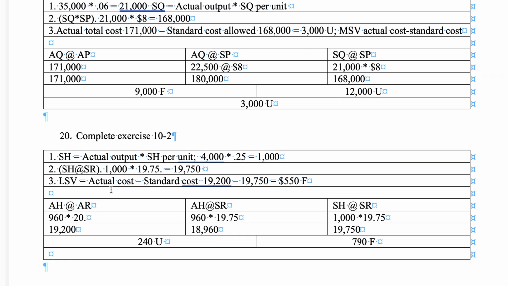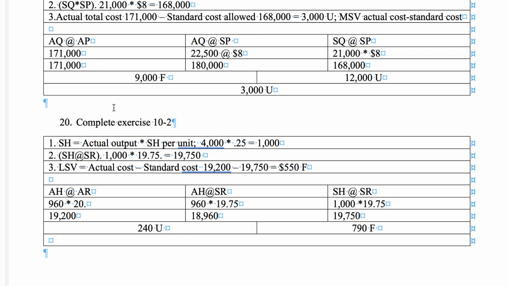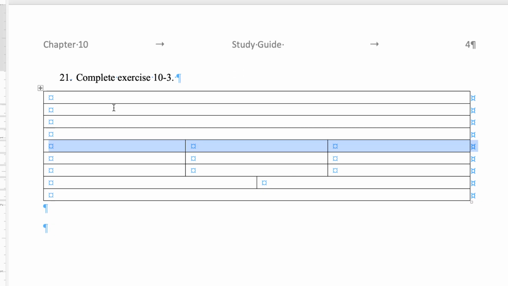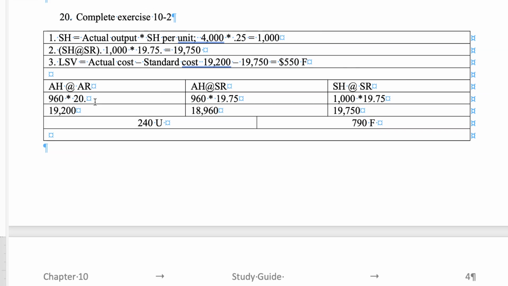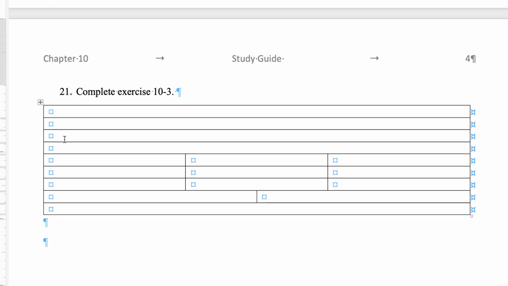Okay, so guess what? We're doing the same exact thing we did in part 1, exercise 10-1. We're doing the same thing we did in exercise 10-2. Same exact calculations. In fact, for the variable overhead variance, we use the same numbers. Okay, so let's work through that.